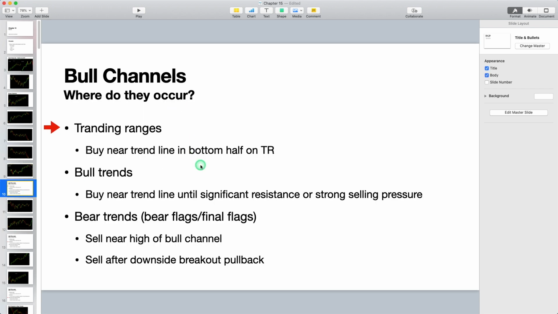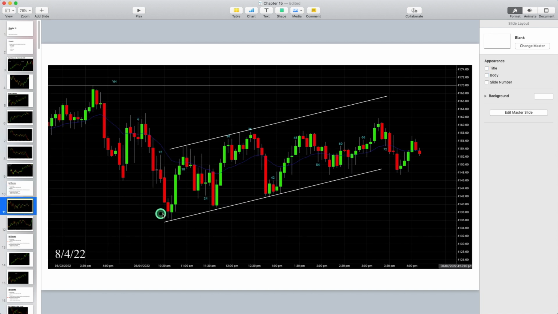So where do bull channels occur? They can happen in trading ranges. And when they happen in trading ranges, Al says that it's best to buy near the bottom of the trading range. So if you look to the left, or if you look at your screen and most of the price action is sideways, you can assume it's a trading range, and you want to preferably buy in the lower half of the range.